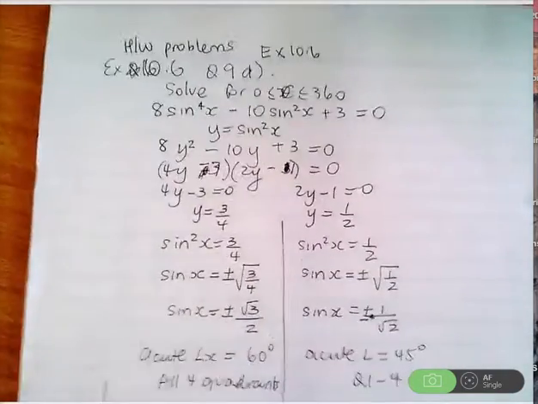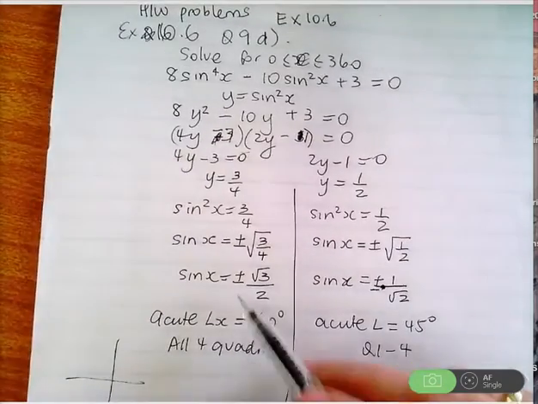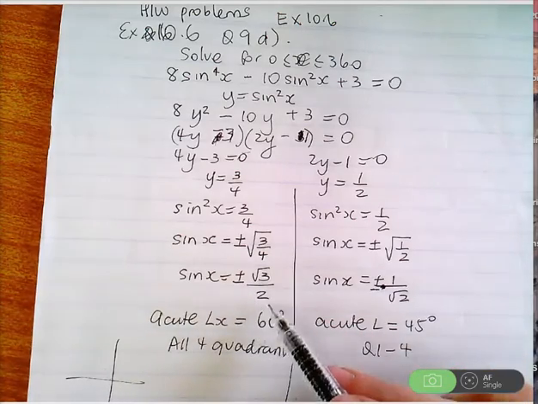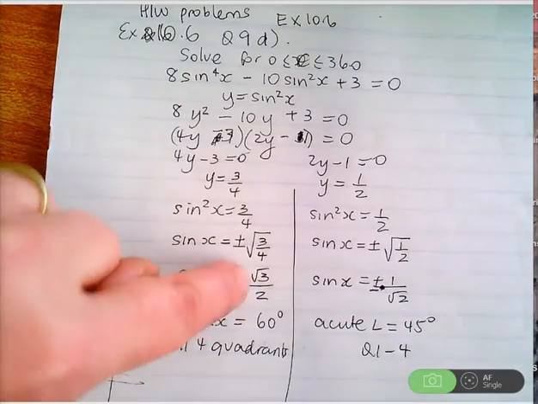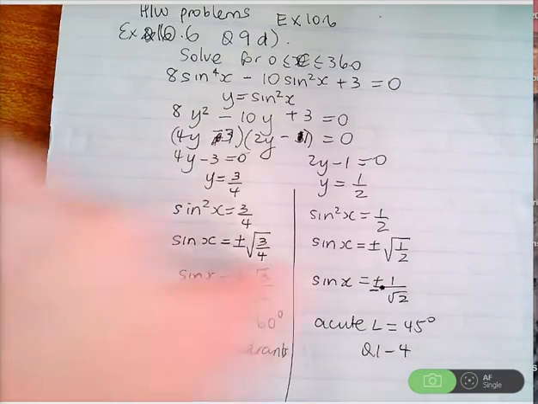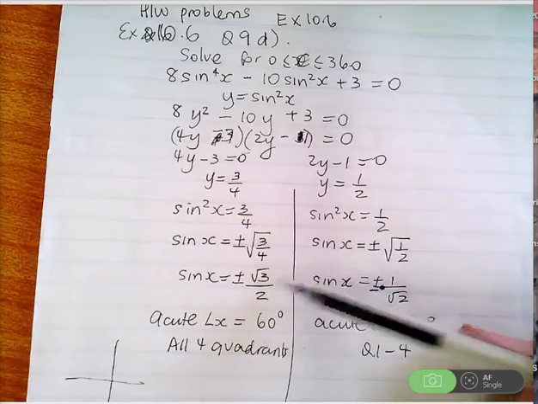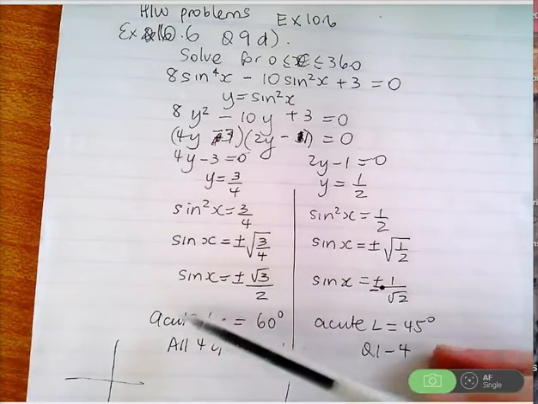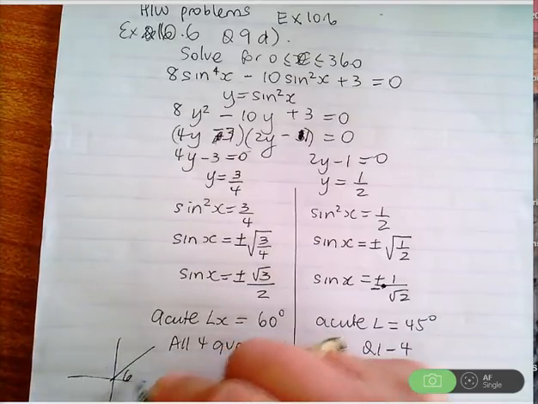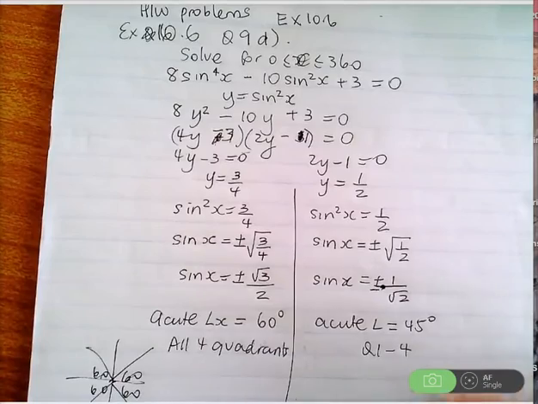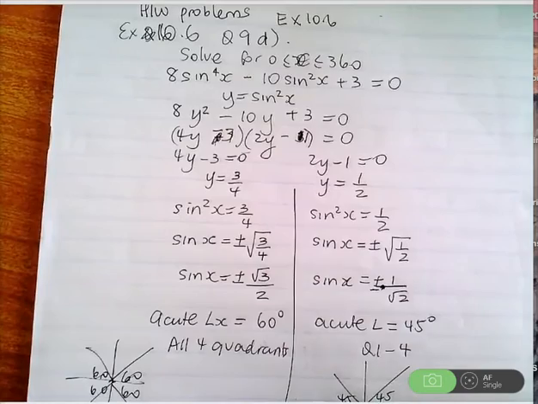So sine of x is positive root 3 on 2, sine of x is negative root 3 on 2. You pretend the sign's not there to work out the acute angle, but the signs tell you sine x is positive in quadrants 1 and 2 and negative in quadrants 3 and 4. So it's all 4 quadrants. You draw in your little 60s, and then here your acute angle's 45. You draw them in and then we can do our answers.